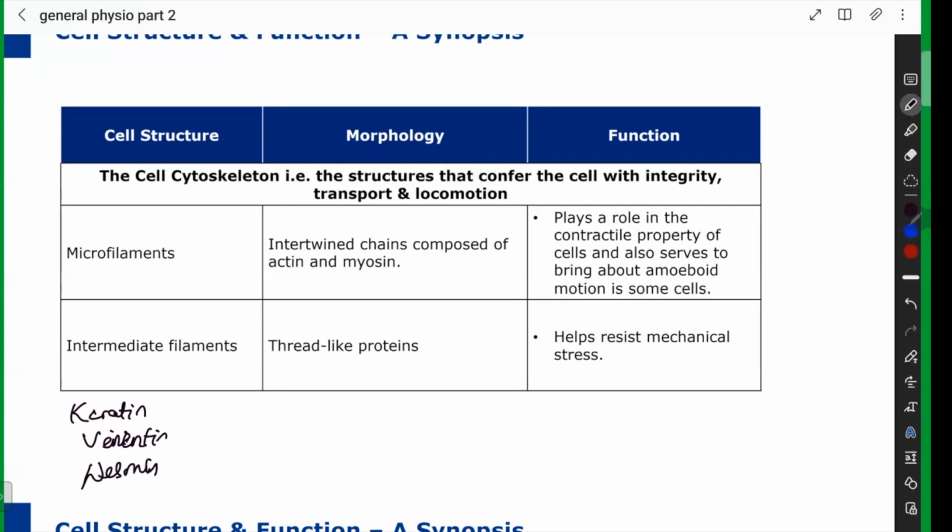I'll tell you why. Keratin is going to be a marker of epithelial cells. In a squamous cell carcinoma, the tumor marker is your keratin. Vimentin is located in the mesenchymal cells. So in any sarcoma, melanoma, mesothelioma, vimentin will be increased. Then you have this desmin. It is going to be present in the muscles, and in any sarcomas or muscle oncological diseases, desmin is going to act as a marker.